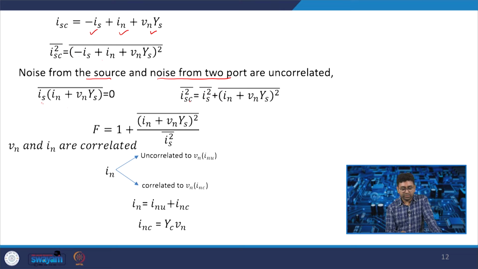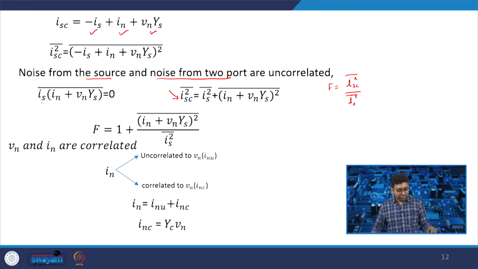So the mean square value of the short circuit current is equal to Is square, the mean square value of Is, plus the current In plus Vn Ys, whole square. Now when you put this in the equation F equal to ISC square by Is square, you will get F equal to 1, because Is square by Is square is equal to 1, and then In plus Vn Ys whole square by Is square.